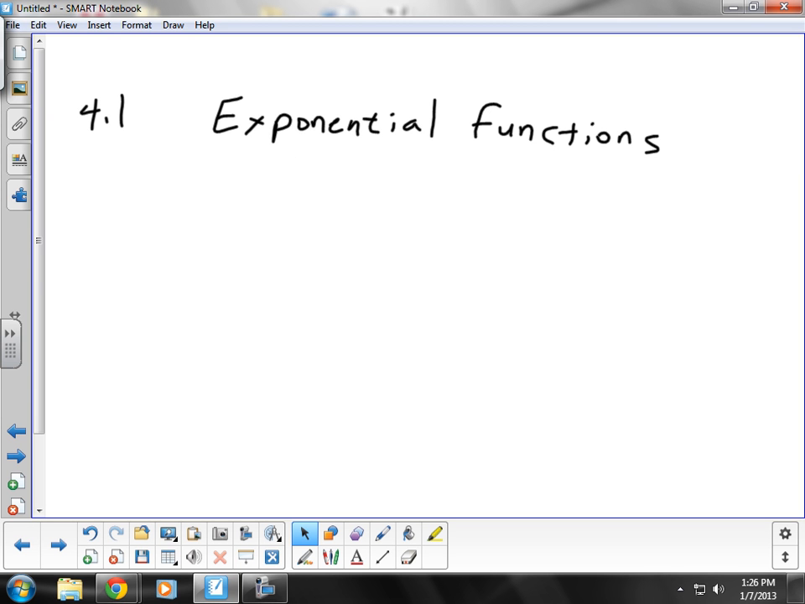On exponential functions. The definition for an exponential function is in the middle of page 422. It says an exponential function f with the base b is defined by f of x is equal to b to the x.